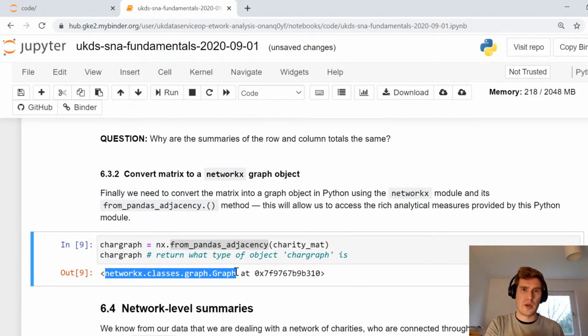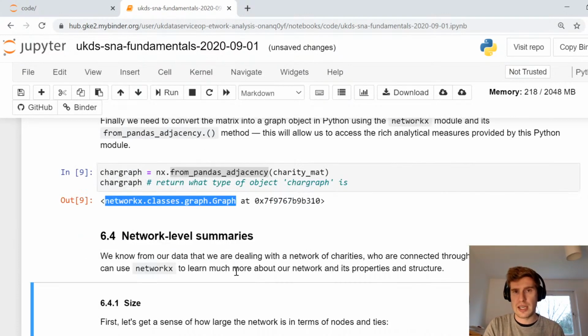So those columns with all the charities and those rows, that's now known as a graph, because it's a list of nodes and it's a list of ties. So basically a graph is a collection of all the things that are connected and all the connections between them. But we will see a visualization of that graph in just a moment. It's just so you understand, with social network analysis, a graph refers to network data and not necessarily an actual visualization.